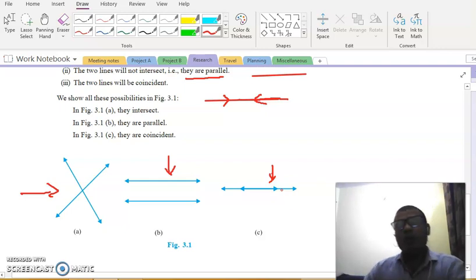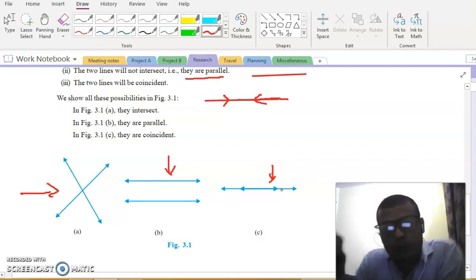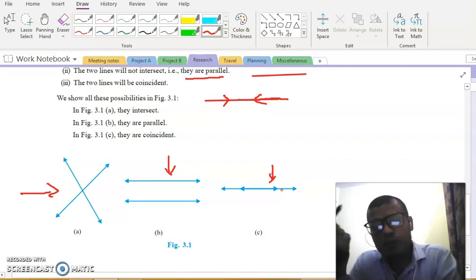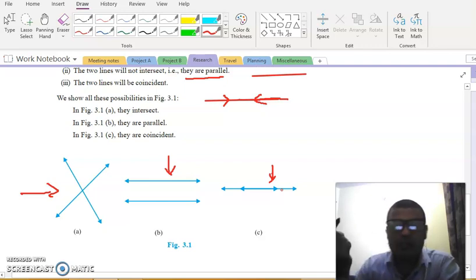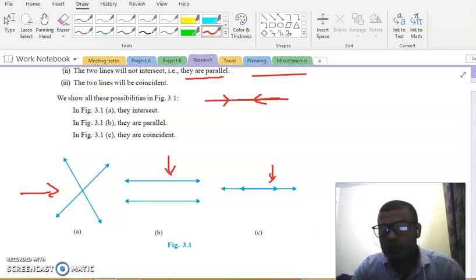But what happens if two equations are given? How can we find out which of the conditions is going to be satisfied just by looking at the equations? There are three conditions, so I will tell you all these three conditions.